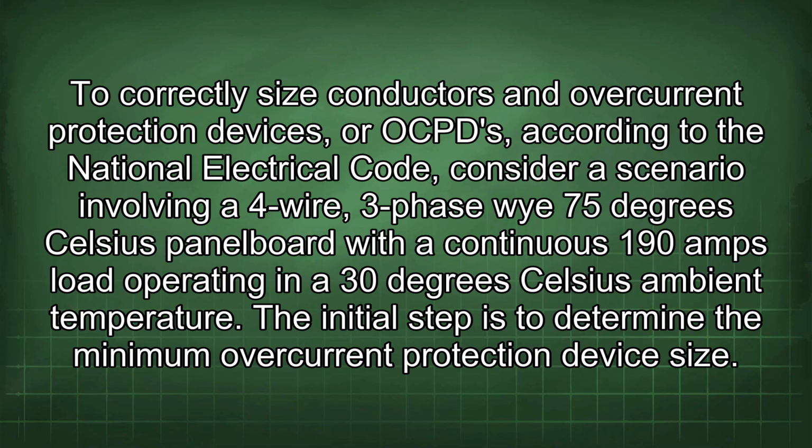Correctly sized conductors and overcurrent protection devices, or OCPDs, according to the National Electrical Code. Consider a scenario involving a 4-wire, 3-phase Y 75°C panel board with a continuous 190 amps load operating in a 30°C ambient temperature. The initial step is to determine the minimum overcurrent protection device size.